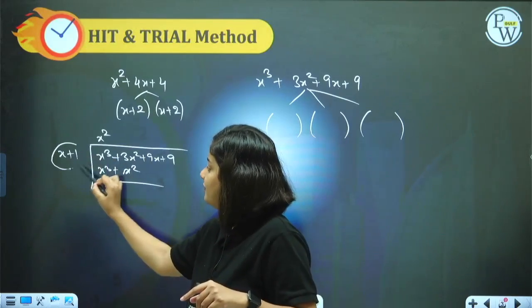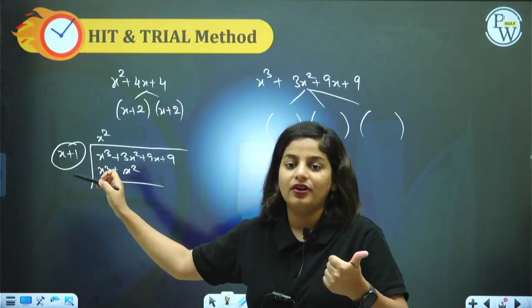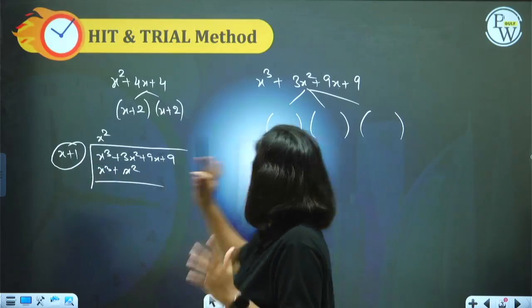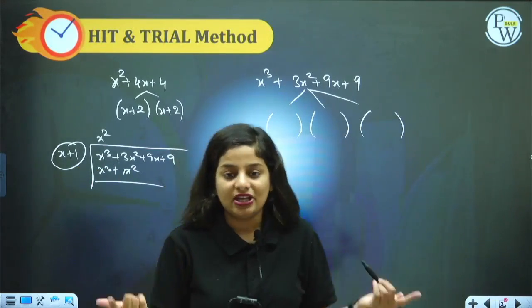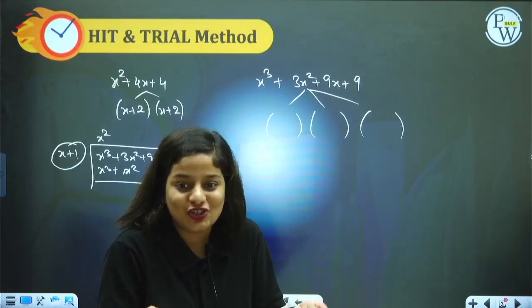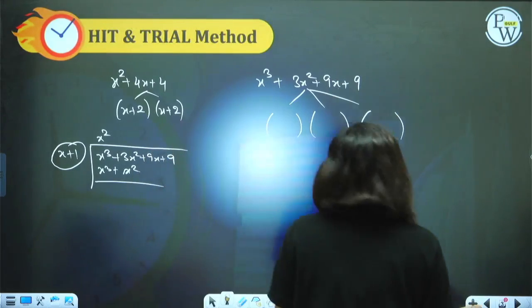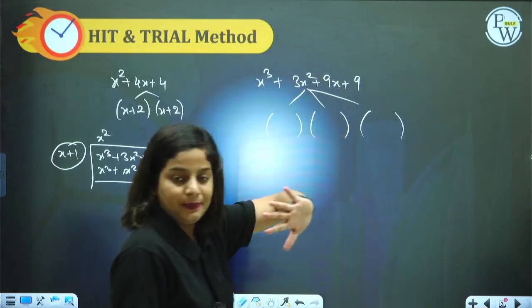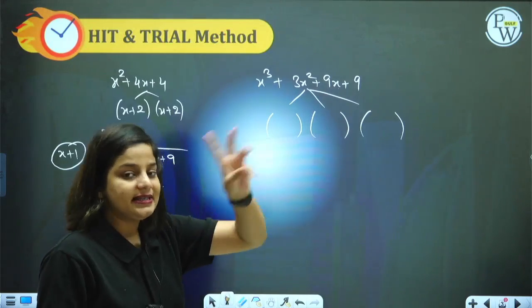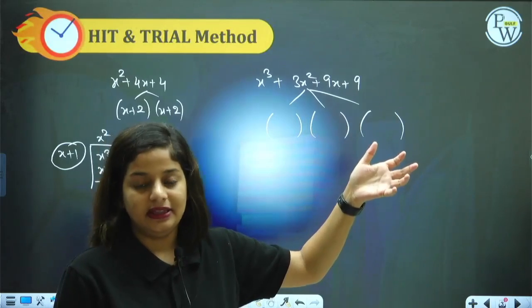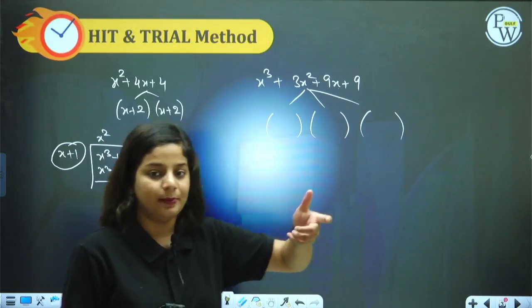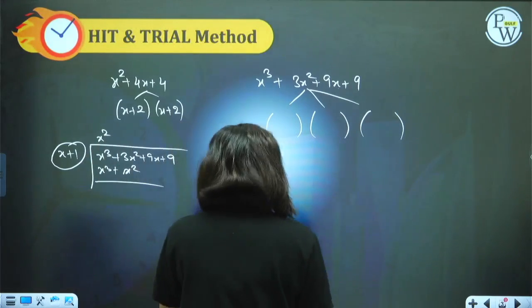Also, what if this is not given to you? If this is not given to you, I just want these 3 factors. What will you do in such a case? So there is a shortcut for it, and that is called the hit and trial method. Understand very carefully. I'll be taking 4 examples for hit and trial method. In those 4 examples you should be able to understand what the hit and trial method is.